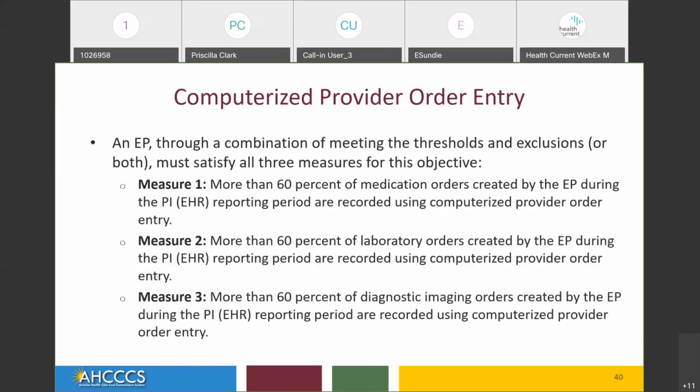An EP, through a combination of meeting the thresholds and exclusions, or both, must satisfy all 3 measures for this objective. Measure 1, more than 60% of medication orders created by the EP during the PI reporting period are recorded using CPOE. Measure 2, more than 60% of laboratory orders created by the EP during the PI reporting period are recorded using CPOE. Measure 3, more than 60% of diagnostic imaging orders created by the EP during the PI reporting period are recorded using CPOE. As you can see, all 3 measures require a 60% threshold.